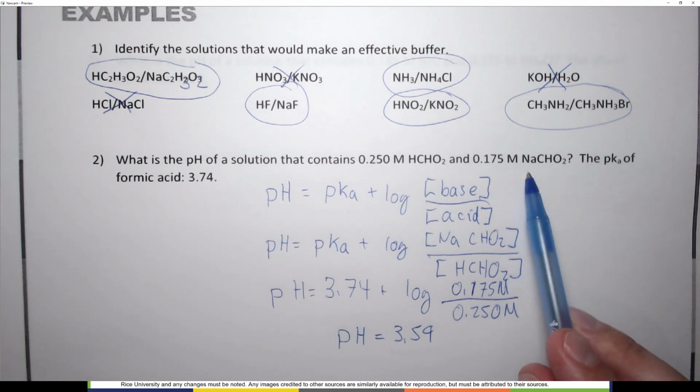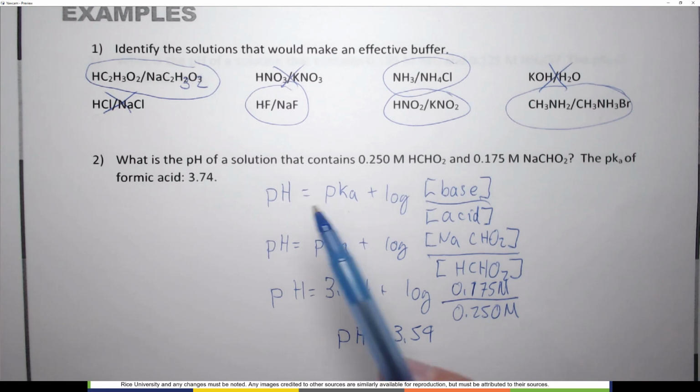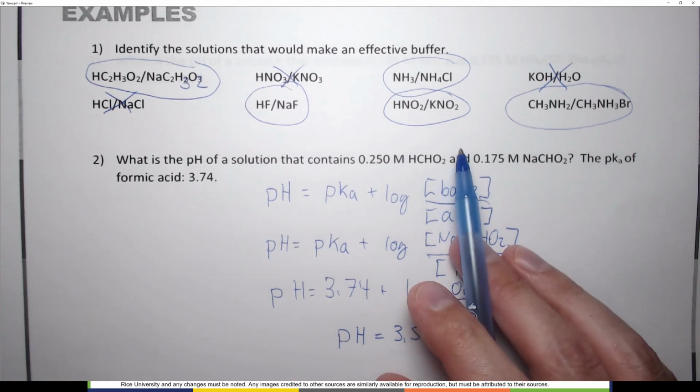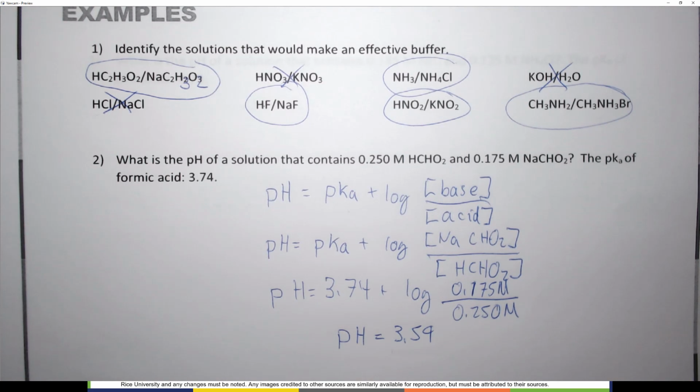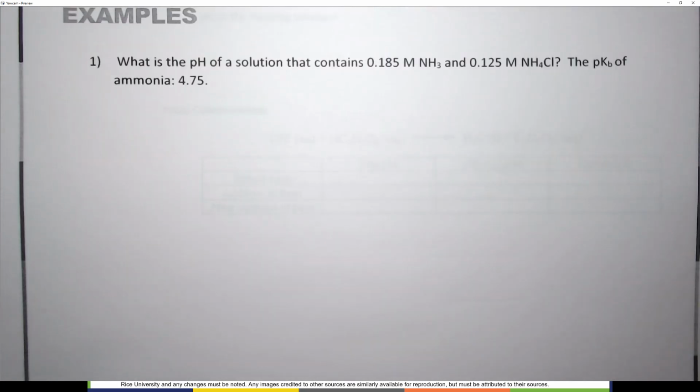If we had more base than acid, then we would expect the exact opposite, and the pH would be higher than the pKa, but we don't have that in this case. So it's just kind of a sanity check to make sure that we did the math properly and that our numbers make sense. Okay. All right, let's look at another example.